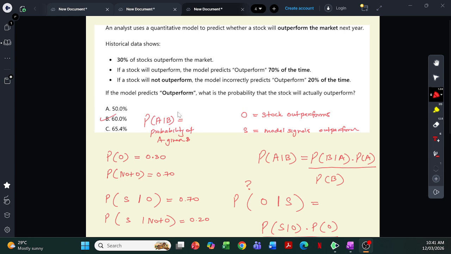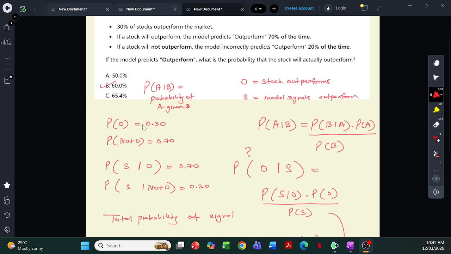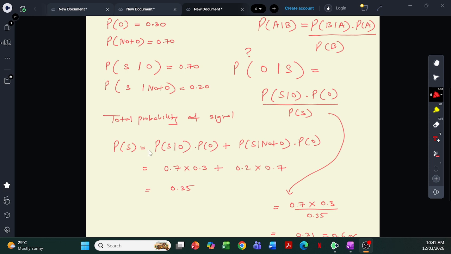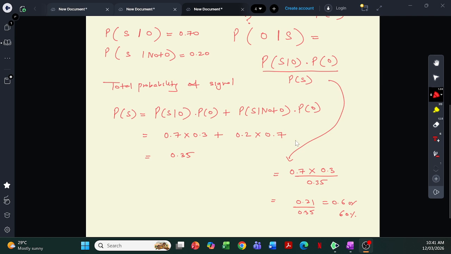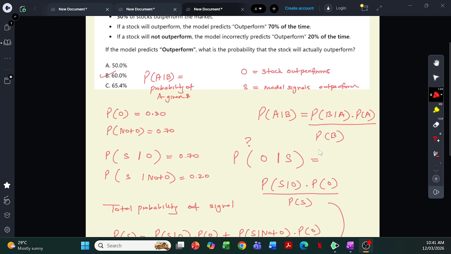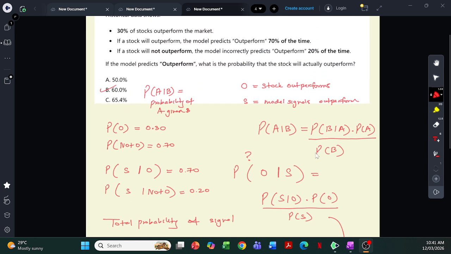So just a refresher, what we did is first we assigned probabilities by looking at the data, right? Then we used the total probability of the signal to find the probability of S, which goes in the denominator of our base formula. And then we simply did the arithmetic to find what the updated probability would be, given that we know that the model will outperform. So these are four very crucial and basic questions that will be covered in the examination.